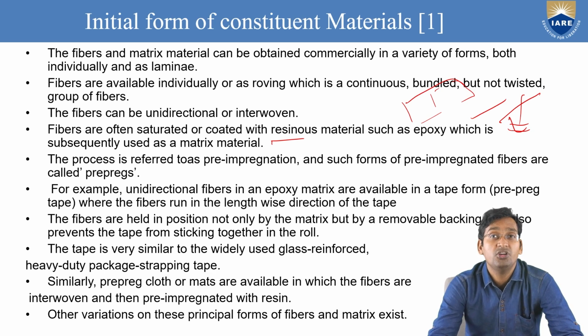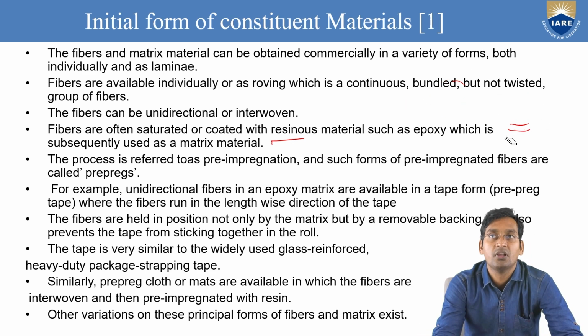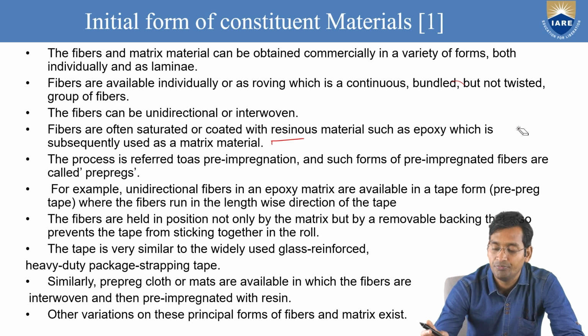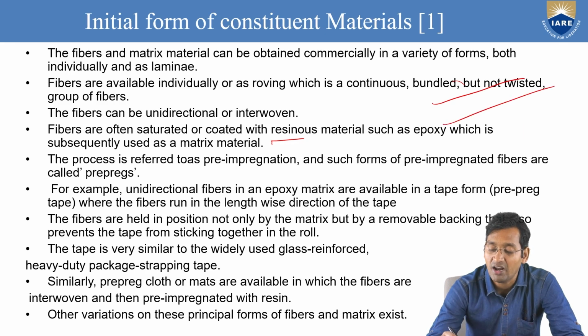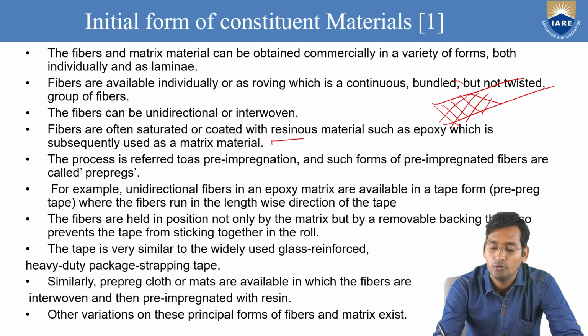For example, unidirectional fiber in an epoxy matrix is available in tape form. In the market some tapes are available, a pre-preg tape, where the fibers run in the lengthwise direction on the tape. Some tape in the market is very strong and very difficult to tear by hand. There you can see white lines over the tape, and if you try to twist it, it becomes very strong.